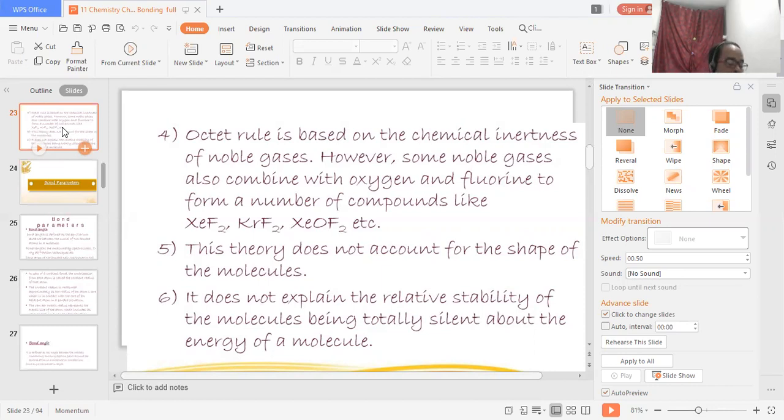So this is some information regarding octet, formal charges, and also the dot structures for different types of elements, molecules, and compounds. Some types of compounds are satisfied, some types of compounds are not satisfied also.